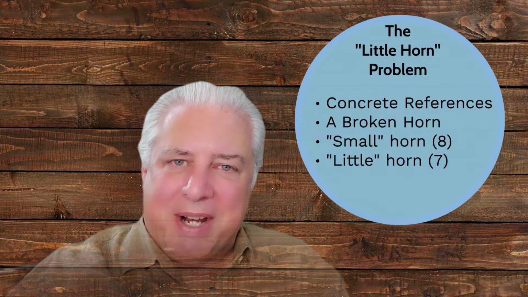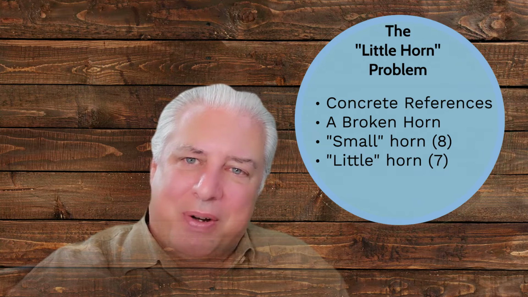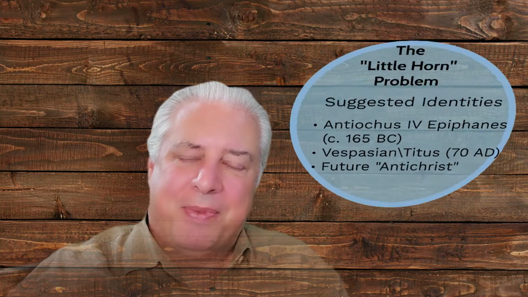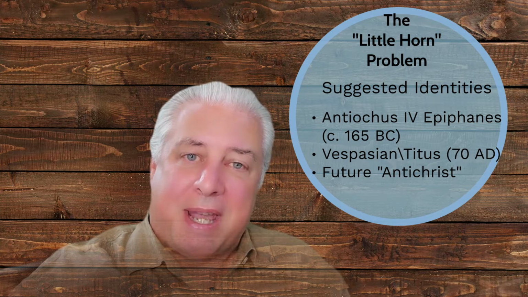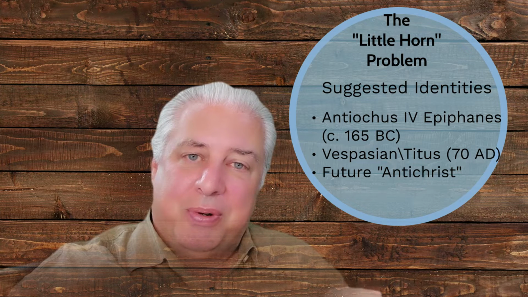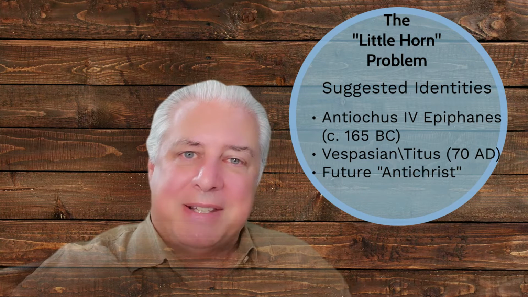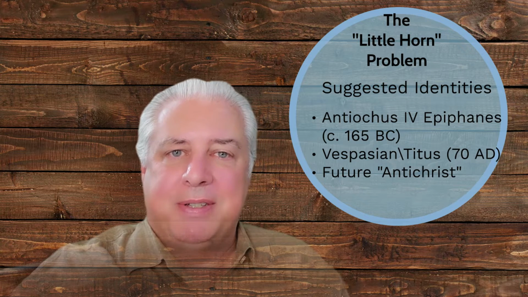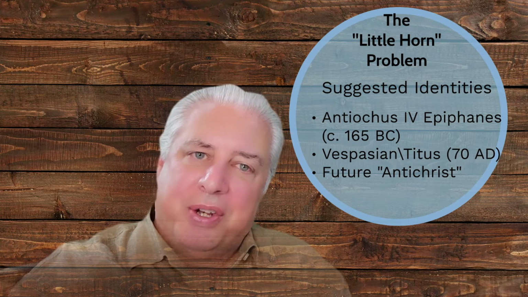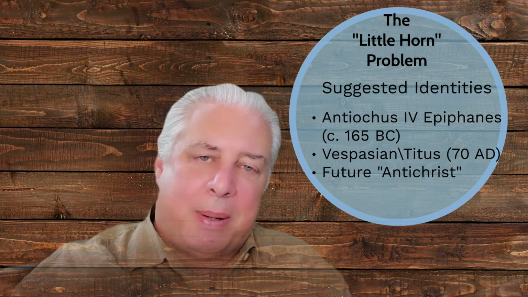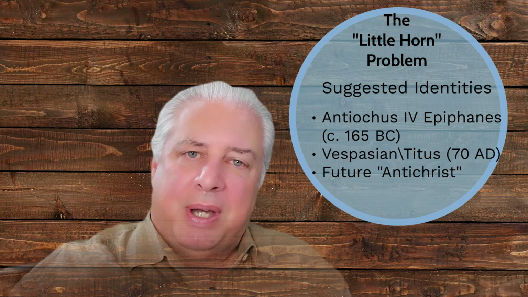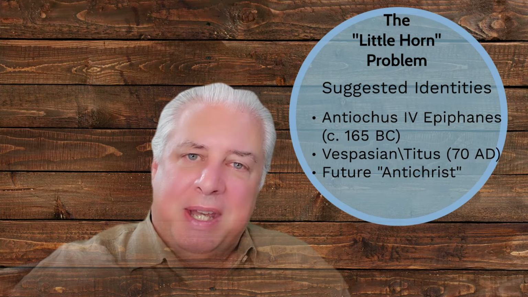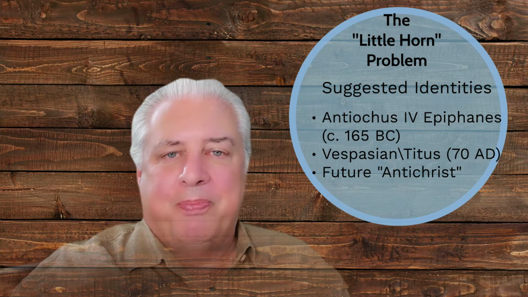Historically, how interpreters identify this horn tends to drive their interpretations of all the other images. Those who identify this little horn as Antiochus Epiphanes from the 2nd century BC tend to interpret the other images so that the last kingdom represented is the kingdom of Greece. Those, on the other hand, who identify this little horn as some combination of the Emperor Vespasian and the General Titus, who destroys the temple in 70 AD, will identify the images so the last kingdom represented is Rome.